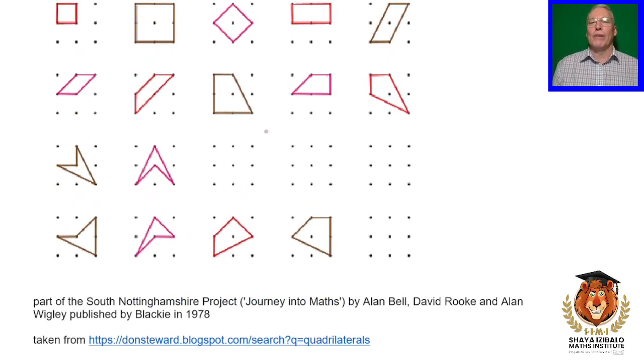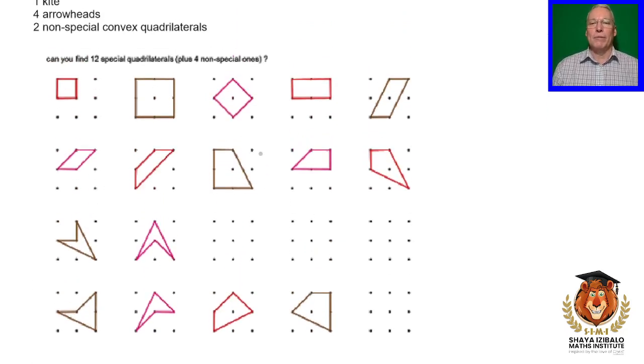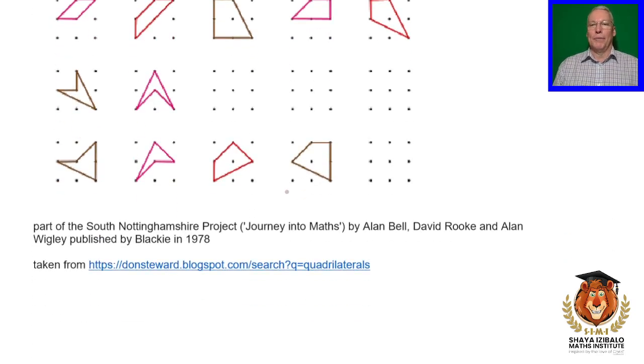So there's a whole lot of different shapes that you can find. Notice that trapezium is one of the ones that I found. There are 3 different squares. See, that square is actually a square, but it's tilted. And there are some different arrowheads. See if you can find them all. Can you find 12 special quadrilaterals and 4 non-special ones? The non-special ones are ones about which there's nothing special. So this one here, there's nothing special, and this one here, there's nothing special.